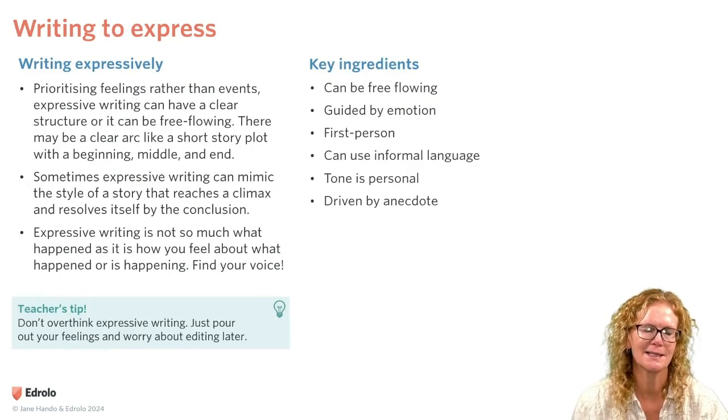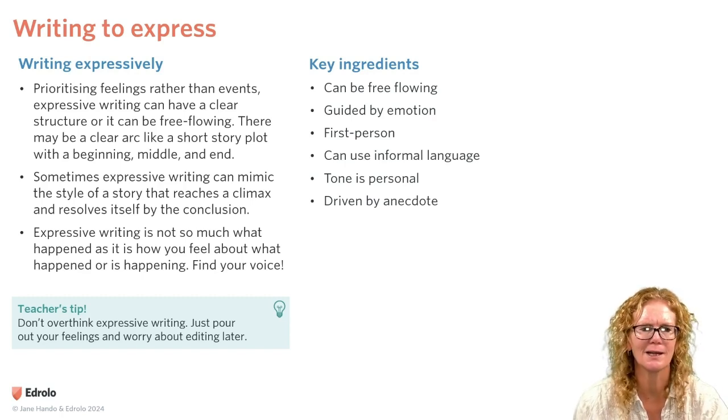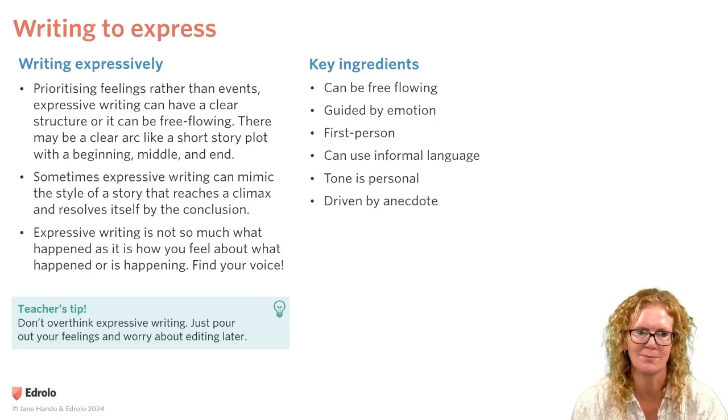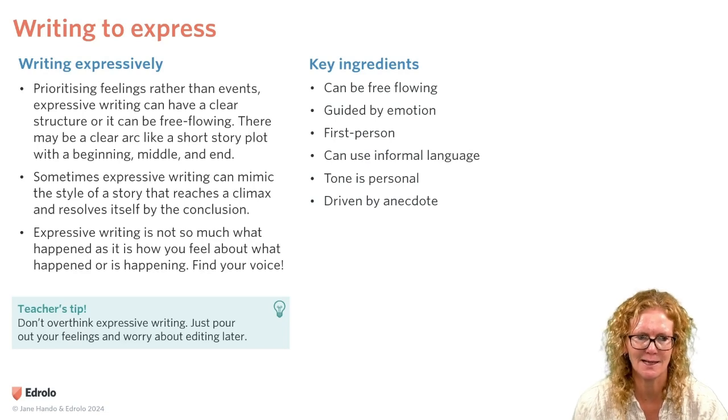So let's consider writing to express. What does it mean to write expressively? You're going to prioritize feelings rather than events. Expressive writing can have a clear structure or it can be free-flowing. So there's a variety of options there. There may be a clear arc, like a short story plot with a beginning, middle, and end, but sometimes that may not be relevant to what it is that you want to achieve.